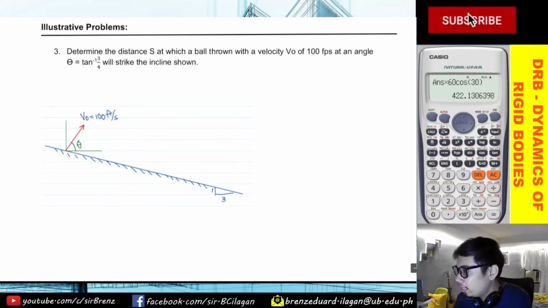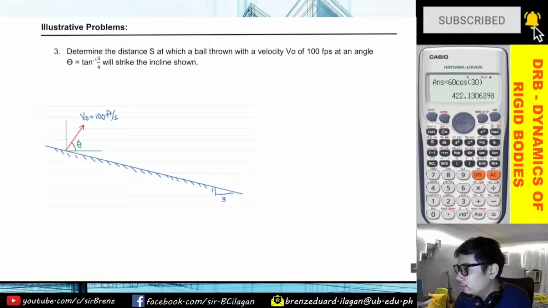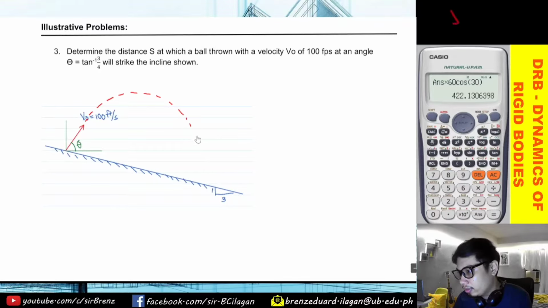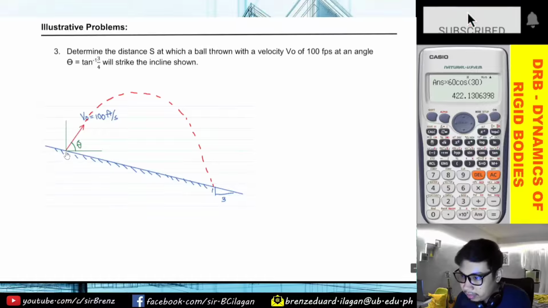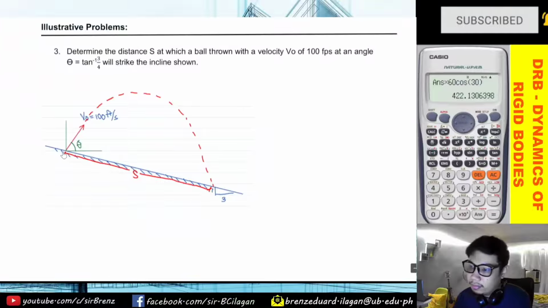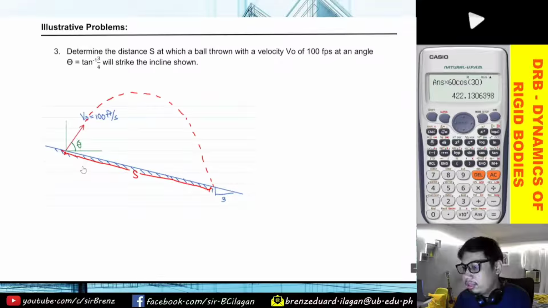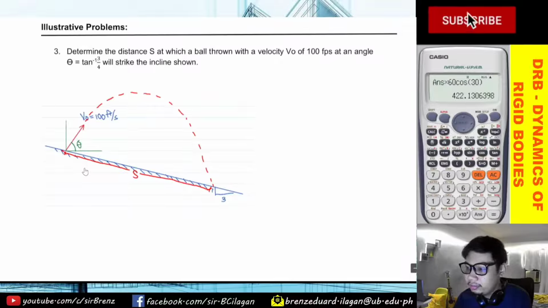Okay? So, lagyan lang natin ng trajectory. Nakalimutan ko lang yatang ilagay ito. So, let's just say na ganyan tatakbo yung trajectory. So, ang pinapahanap guys is yung kahabaan na to. Yun yung S. Okay, so ano bang magandang gawin natin dito?